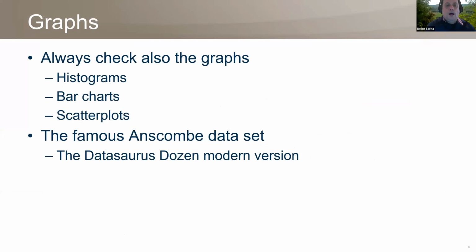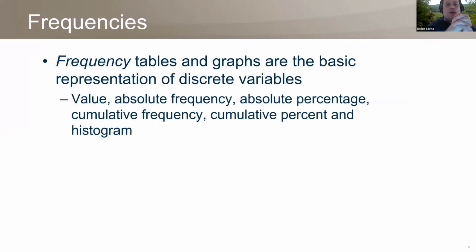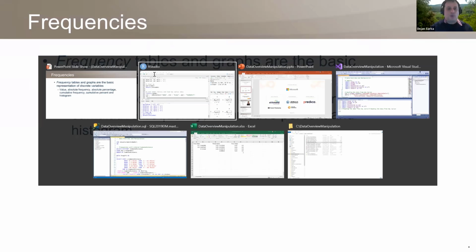So for discrete variables, we use frequency tables and graphs for the basic representation. We want to show value, absolute frequency, absolute percentage, cumulative frequency, cumulative percentage, and histogram. Please note that cumulative frequency and cumulative percentage make sense if the variable has some intrinsic order, if we are talking about ordinals. And you should make sure that you properly order the ordinals. So let me show you some examples.